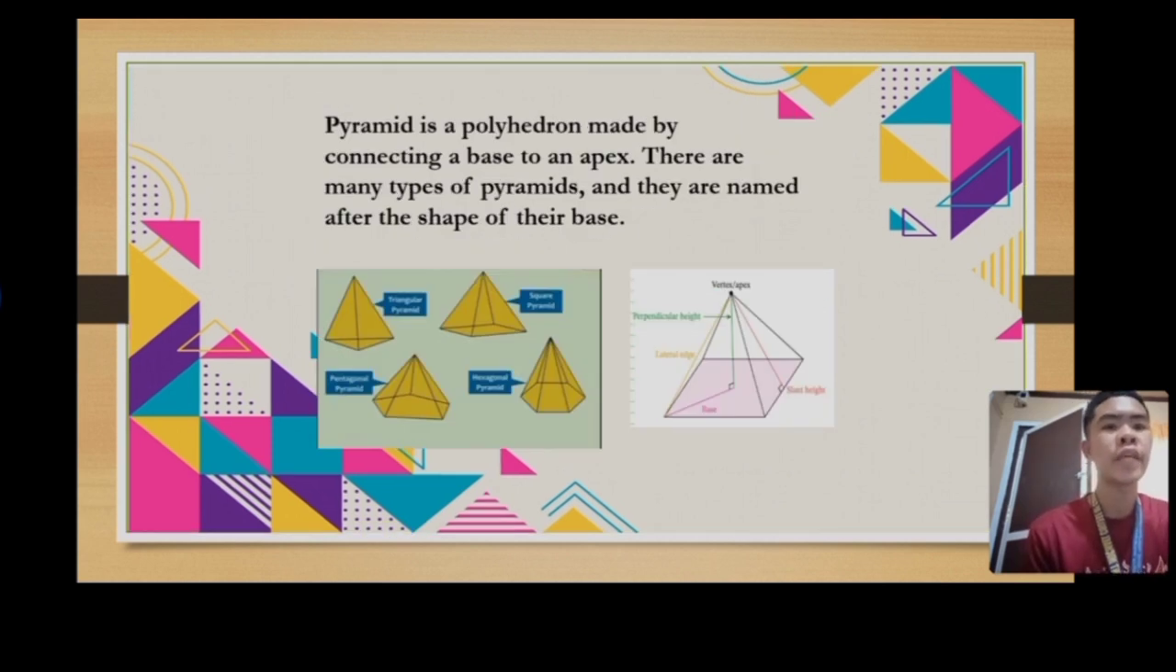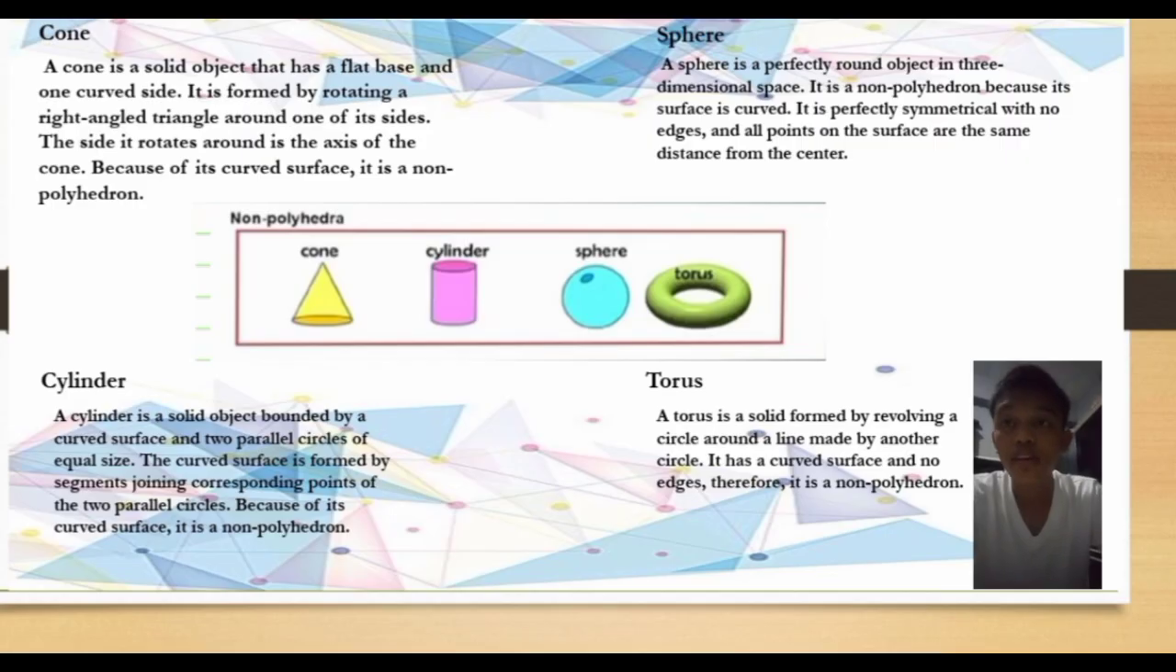Next, a pyramid is a polyhedron made by connecting a base to an apex. There are many types of pyramids, and they are named after the shape of their base. Cone. A cone is a solid object that has a flat base and one curved side. It is formed by rotating a right-angled triangle around one of its sides. The side it rotates around is the axis of the cone. Because of its curved surface, it is a non-polyhedron.